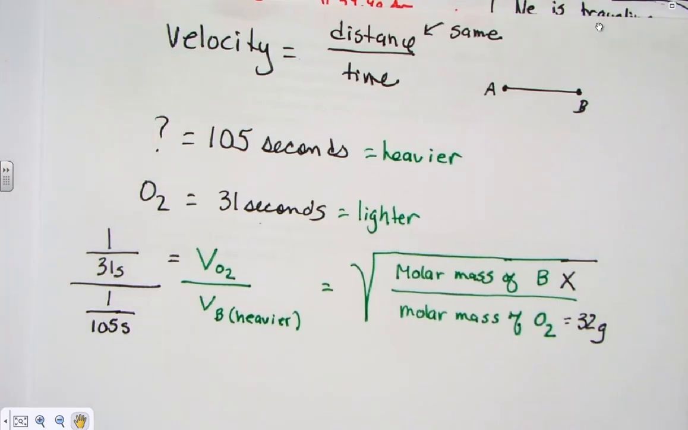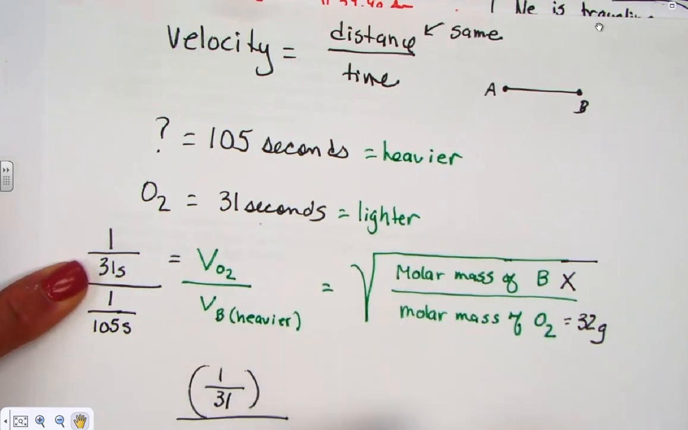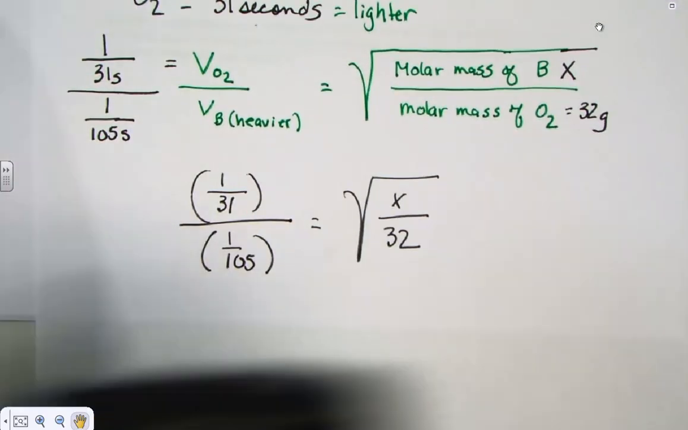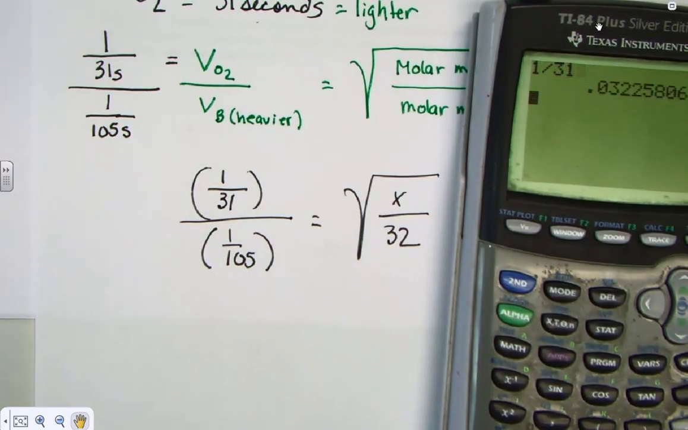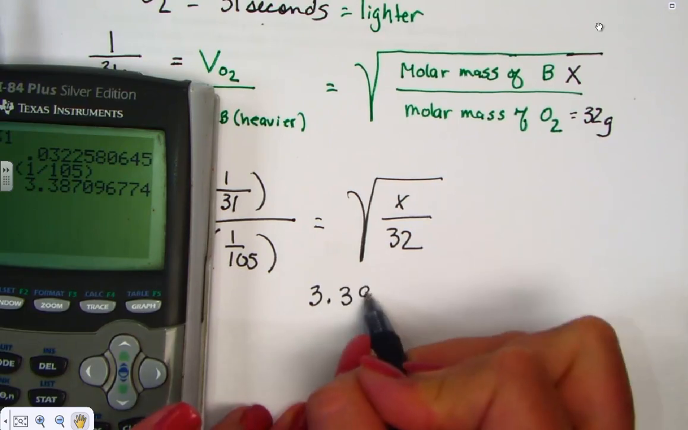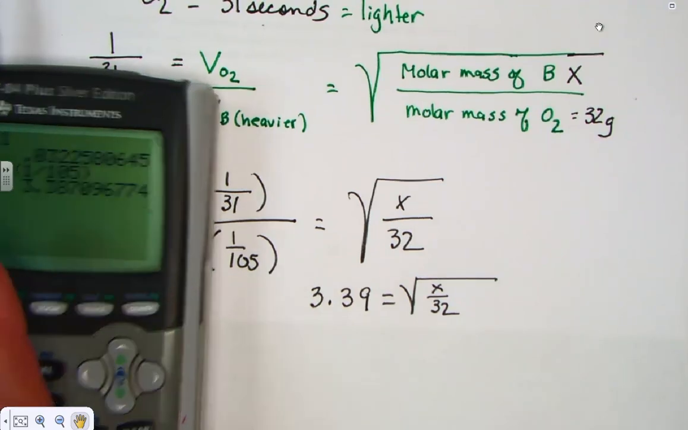Let's simplify what we know. 1 over 31 over 1 over 105 is equal to the square root of x over 32. That's really what we have so far. Alrighty, so simplify the left-hand side. What do we find when we simplify this whole thing? 1 divided by 31 divided by 1 divided by 105, and we get a number. There's that left side simplified. I'll say that that is 3.39 is equal to the square root of x over 32. That's what we've done so far, just simplified that ratio.